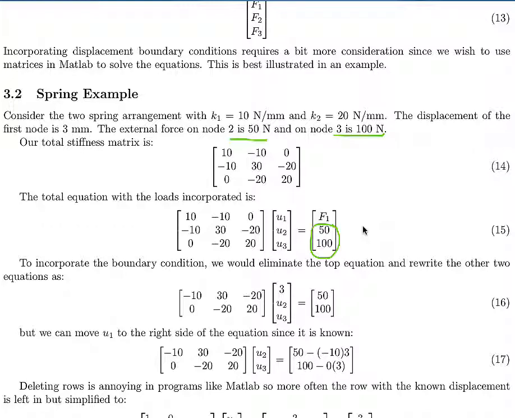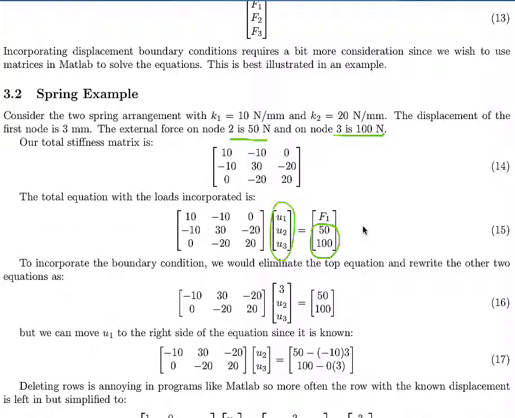But F1 would be the only unknown in this case. And also I need to determine 3 unknowns, which are U1, U2, U3. That's not possible because my system is 3 equations and 3 unknowns. Therefore, I need another boundary condition.